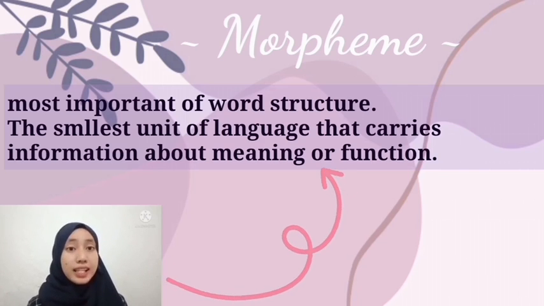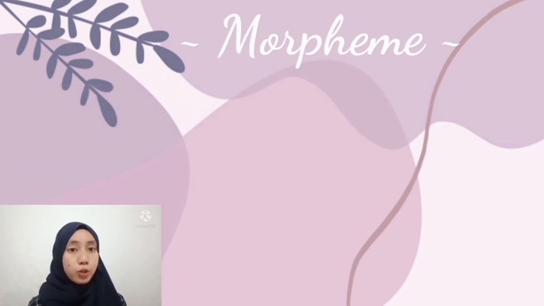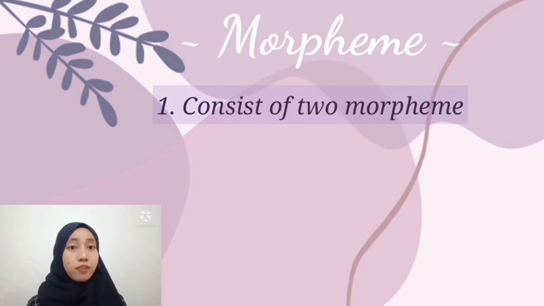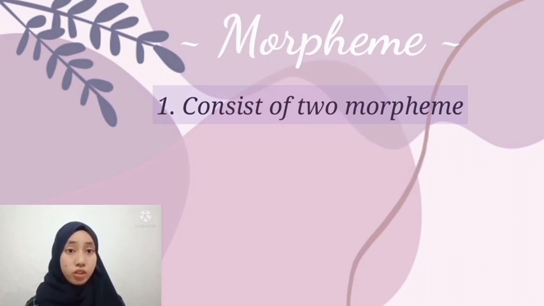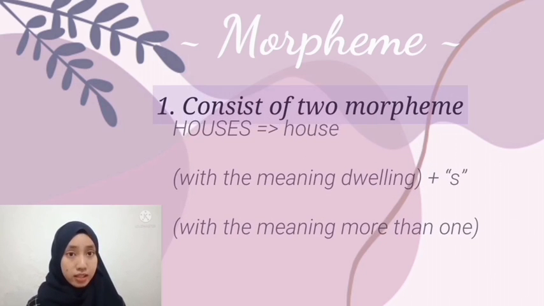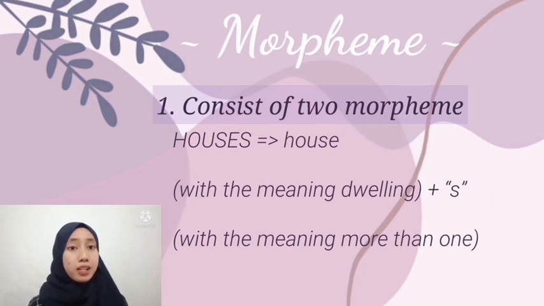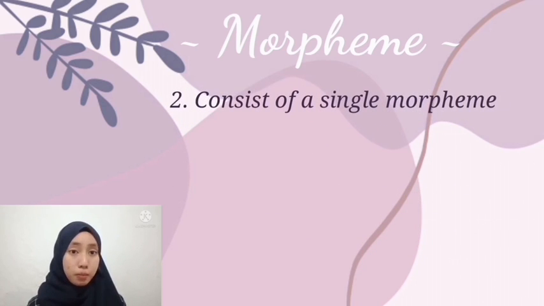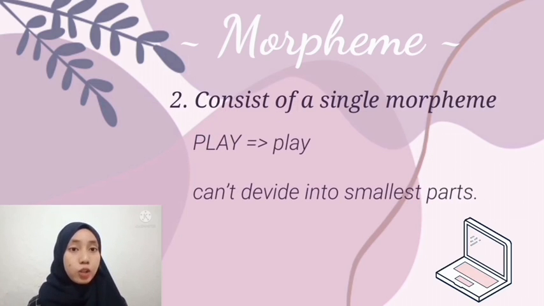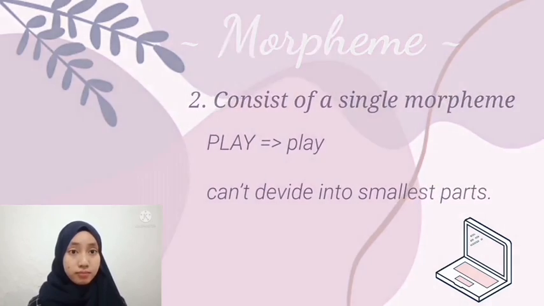There are two examples of morphemes. The first one consists of two morphemes, and the second one consists of a single morpheme. An example of two morphemes is houses. Houses comes from the basic word house, with the meaning dwelling, and s, with the meaning more than one. And an example of a single morpheme is play. Play cannot be divided into smaller parts.